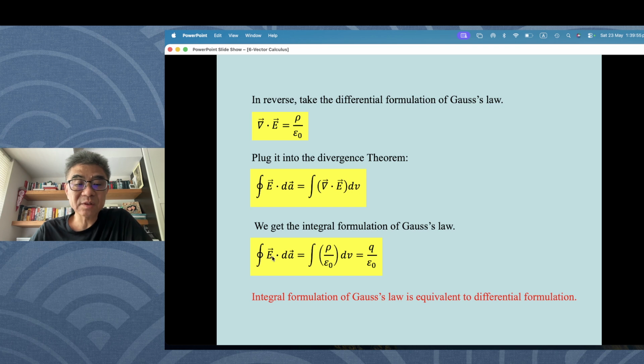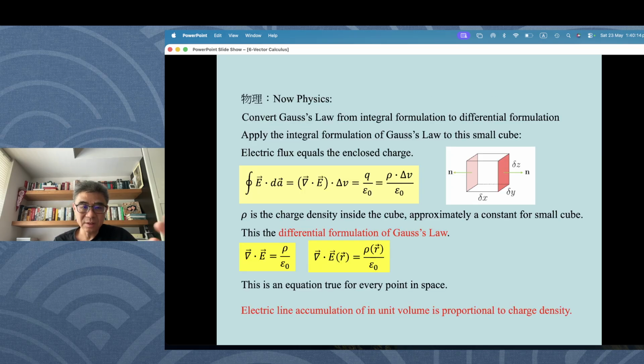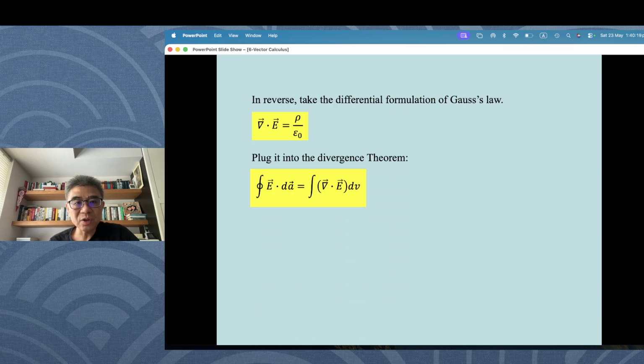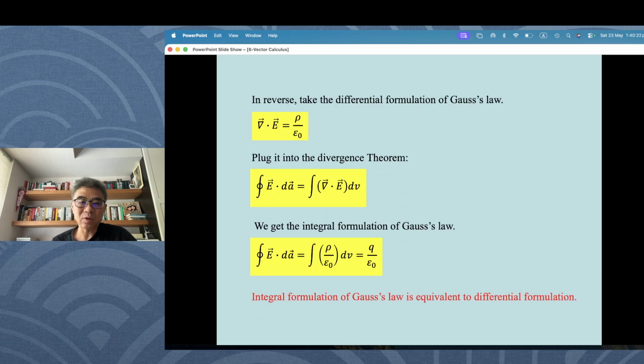So connect the first term and the third term, it becomes the surface integral, that is, the electric flux equals Q over epsilon 0. That's the integral formulation of Gauss's law. Therefore, on the first page, I derive the differential formulation from the integral formulation. On the second page, I derive the integral formulation from the differential formulation. Therefore, it proves the integral formulation and the differential formulation are equivalent for Gauss's law.